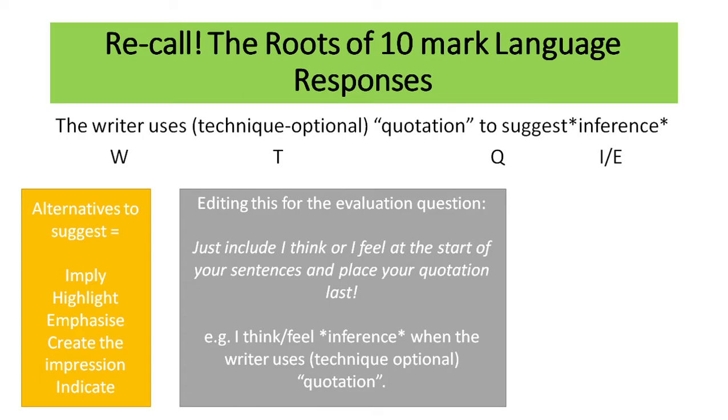the start. Now, because you're putting I think or I feel at the start, it's quite hard to go straight into a quotation. You need to do your inference first. So, for example, I think or feel, inference, when the writer uses, then either just put your quotation or include your technique as well if you're looking for a how mark. Okay, so it's just a case of reversing. Now, as well, you can always start with inferences first on a how question and a comparison question as well. It's up to you. I think we just sort of got into the habit, haven't we, of starting with our quotation.